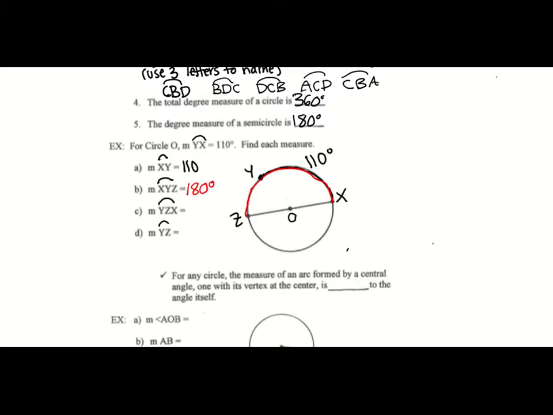The measure of arc YZX is right here. Now, we know that YX is 110 degrees, and our whole circle is 360. We can take that 360 minus 110, and that's going to leave us with YZX. So when we do that, we get 250, and that is our measure of arc YZX.